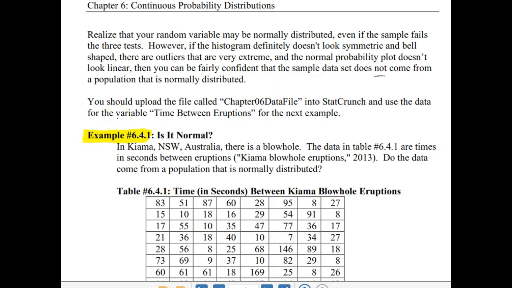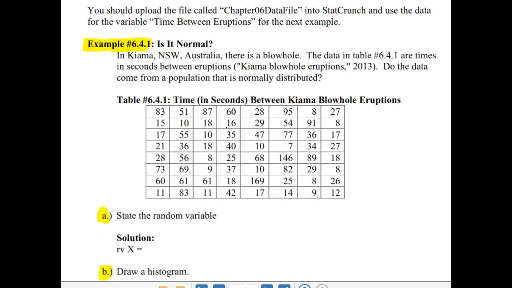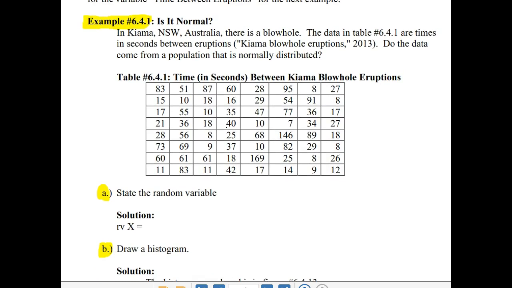All right, so in the next examples, you should upload the file called Chapter 6 data file into StatCrunch, because those data sets, these are pretty big data sets that are already built in there versus typing all of those data points into a list in your calculator. So for this next example, there is a list of data called time between eruptions that has these 64 data points already typed in. So example 6.4.1, is it normal?